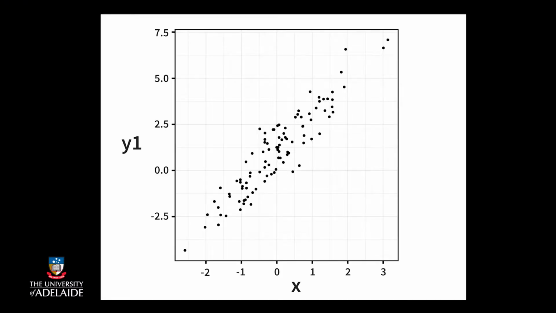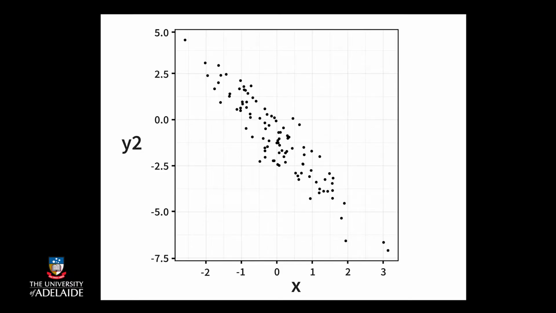First, direction. This describes how the variable on the vertical y-axis changes as the variable on the horizontal x-axis increases. This scatter plot has a positive direction, as when we go from left to right, the points generally increase. The next scatter plot has a negative direction, because the points decrease when we go from left to right.